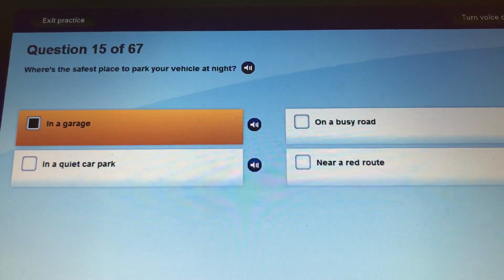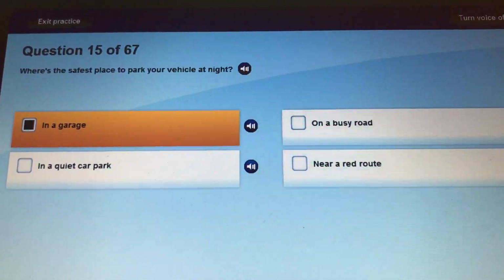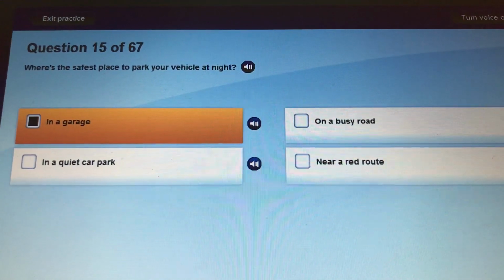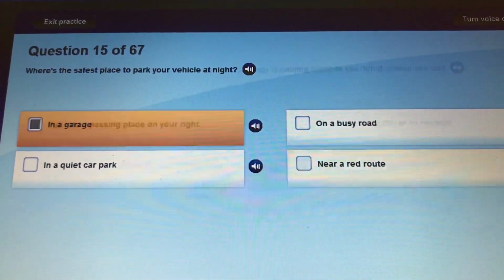Where's the safest place to park your vehicle at night? If you have your own garage, that is the best safe place to park.